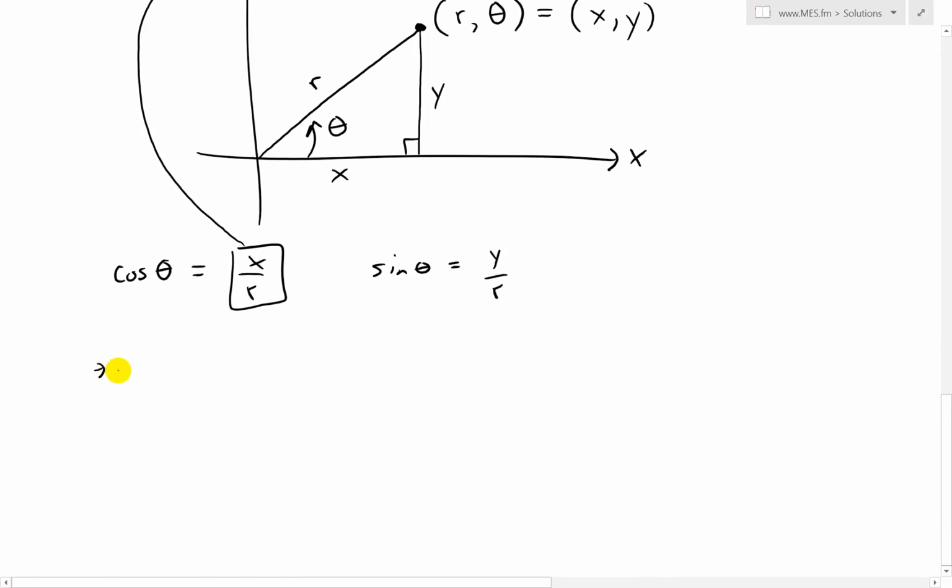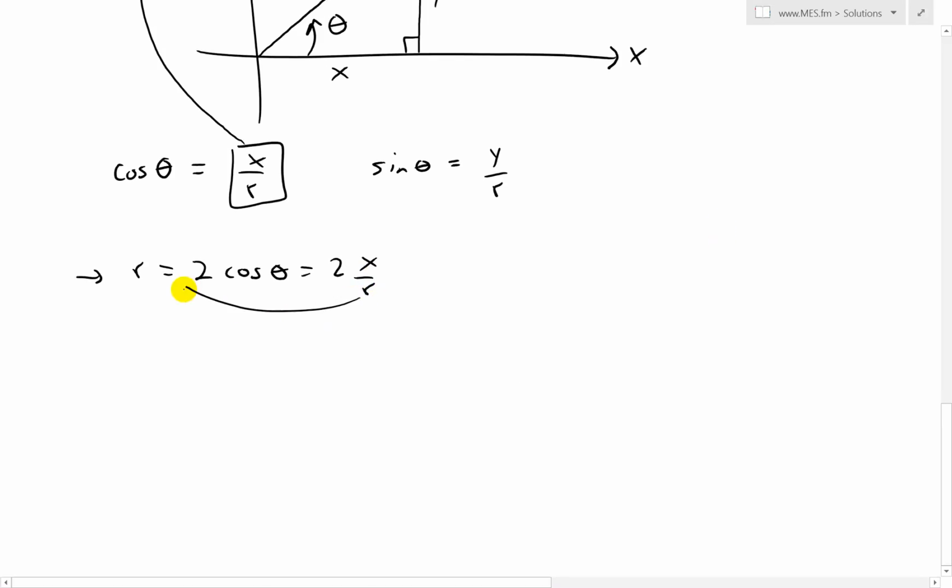What we end up getting is r equals 2 cosine theta, which equals 2 times x over r. Then we can move the r to the left side, and we end up having r squared equals 2x. So that's what we have.